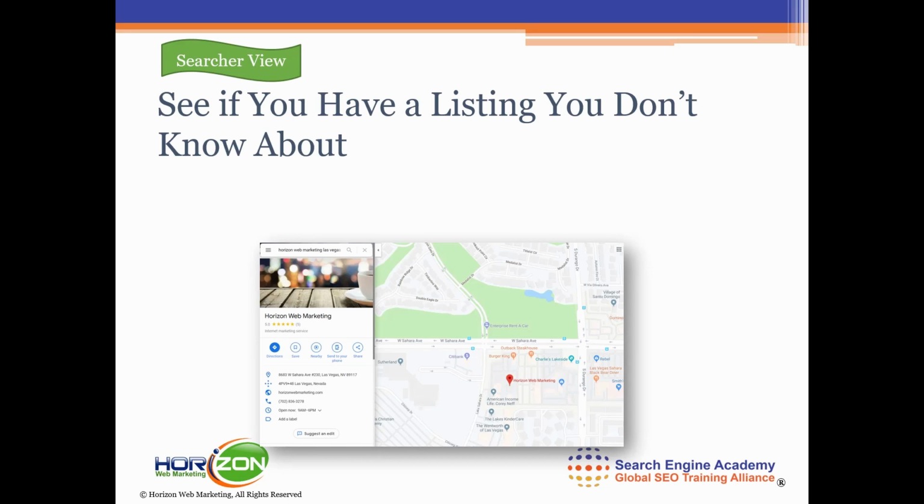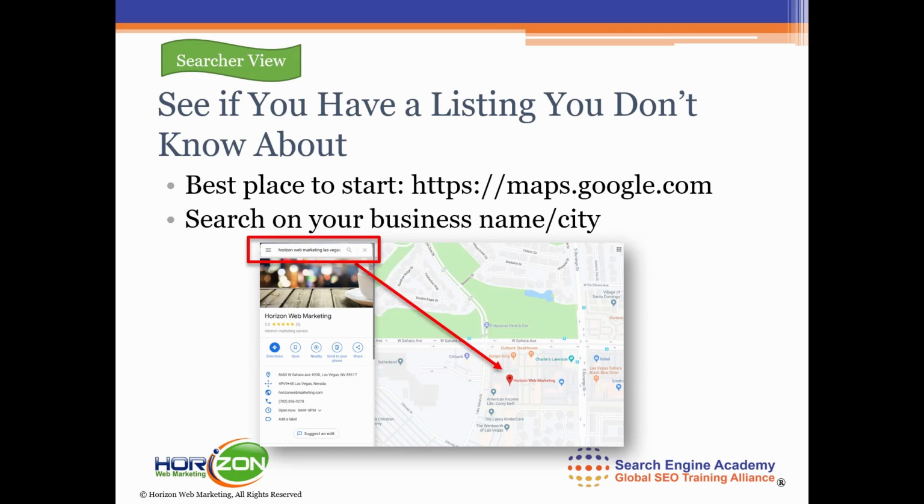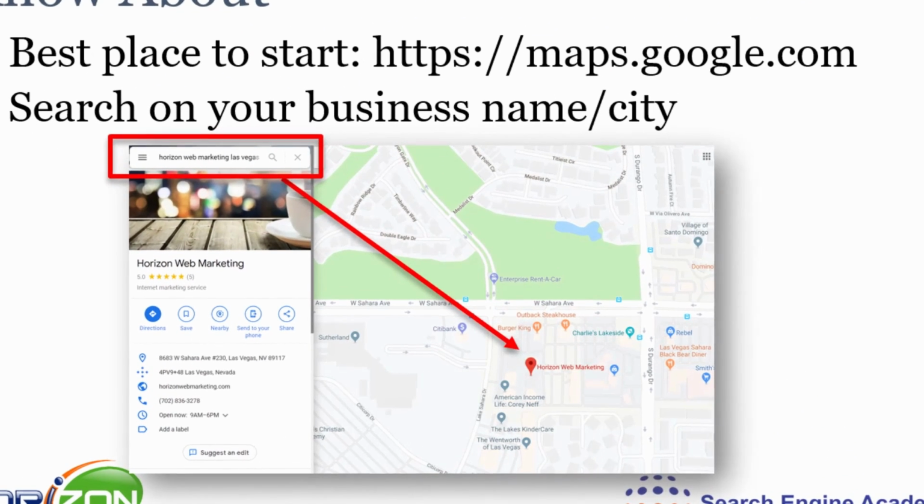So let's start by seeing if you have a listing you don't know about. Now notice I'm here in the searcher view, not in the admin view for Google My Business. And in this case, I've gone to maps.google.com. You can also go to google.com/maps. Either one will get you to the same place. The best starting point is to just search on your business name followed by your city. So in this case, you'll see I've searched on Horizon Web Marketing Las Vegas.